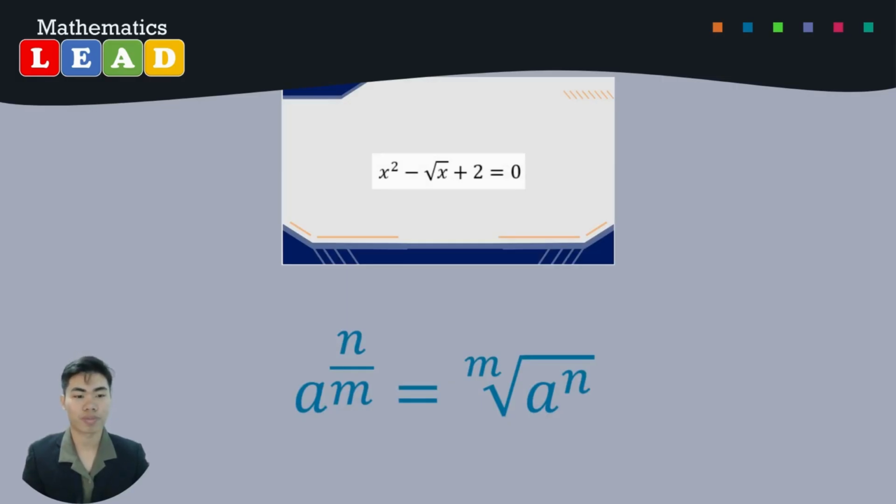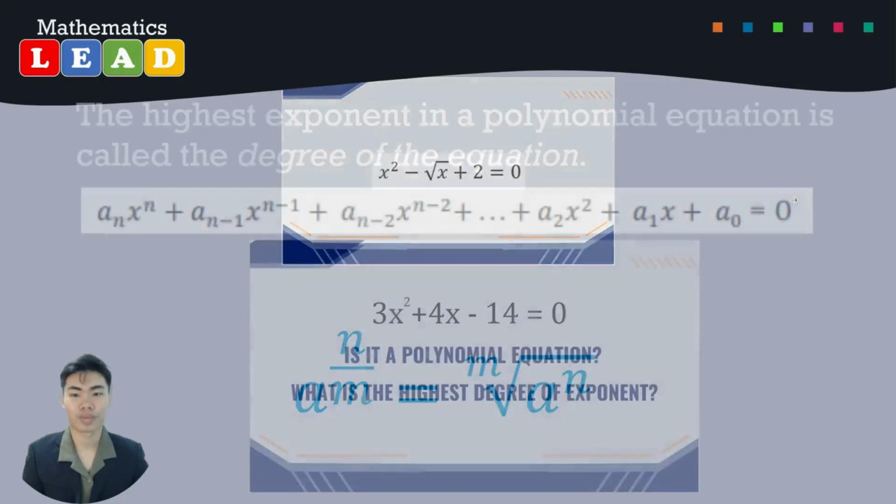Square root of x, according to the laws of exponent, the fractional exponent rule. The denominator is the root or index, and the numerator is the power, in which square root of x can be equated to x raised to 1/2. Is that clear? Very nice. Now, let's keep it going.